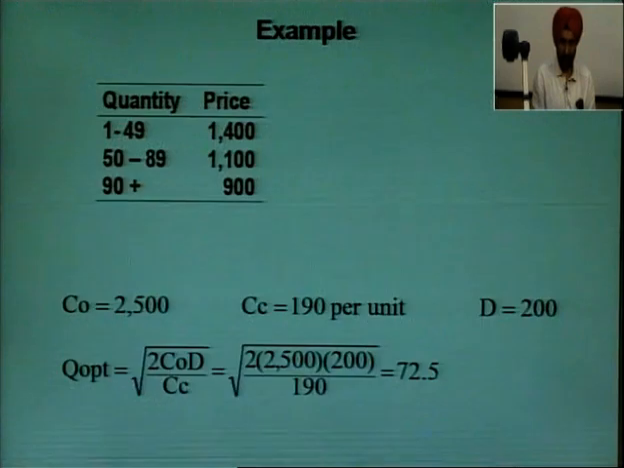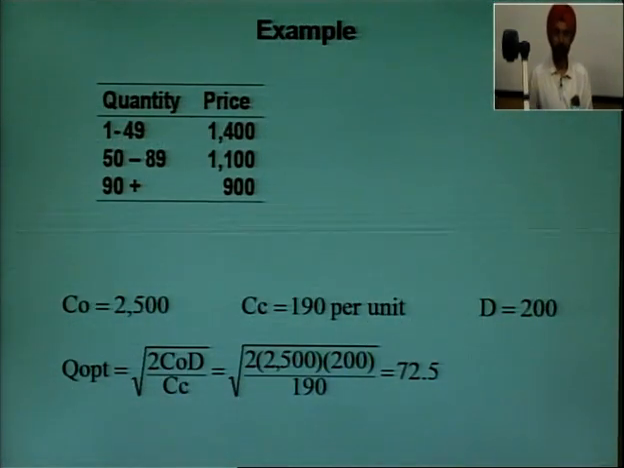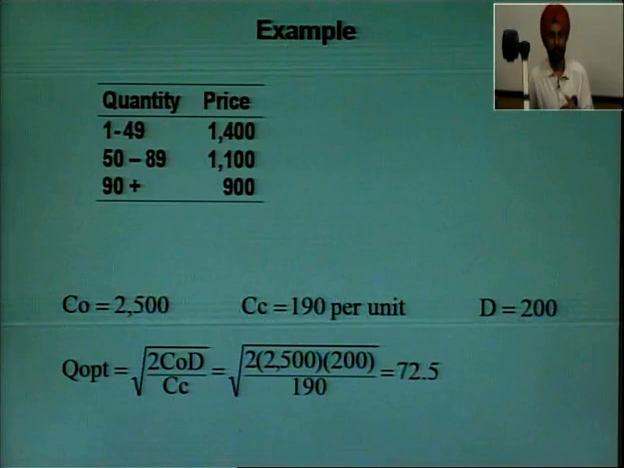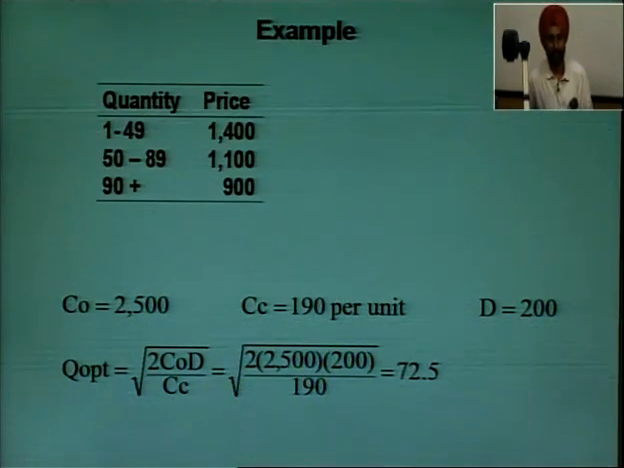So, in that case let us move with this. So, here we have this example. Now, there are certain price slabs, quantity slabs, and accordingly we have the prices. If we give an order from 1 to 49, then the price charged will be 1400 rupees. From 50 to 89, it will be 1100 rupees, and if we buy 90 plus, then it will be 900 rupees. Now, these are the values of the ordering cost, carrying cost, and this is the total demand.